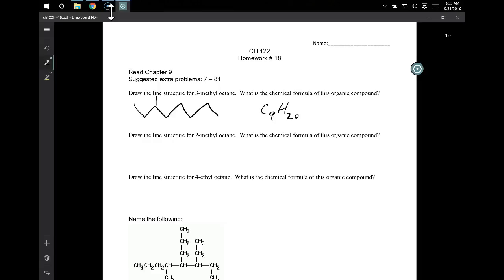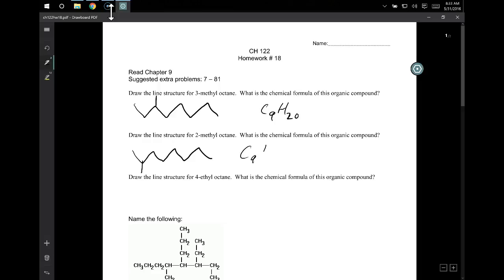And for 2-methyl octane, it's also C9H20. And then 2, 2, 3, 4, 5, 6, 7, 8, 1, 2, 3. And this is C10H22.